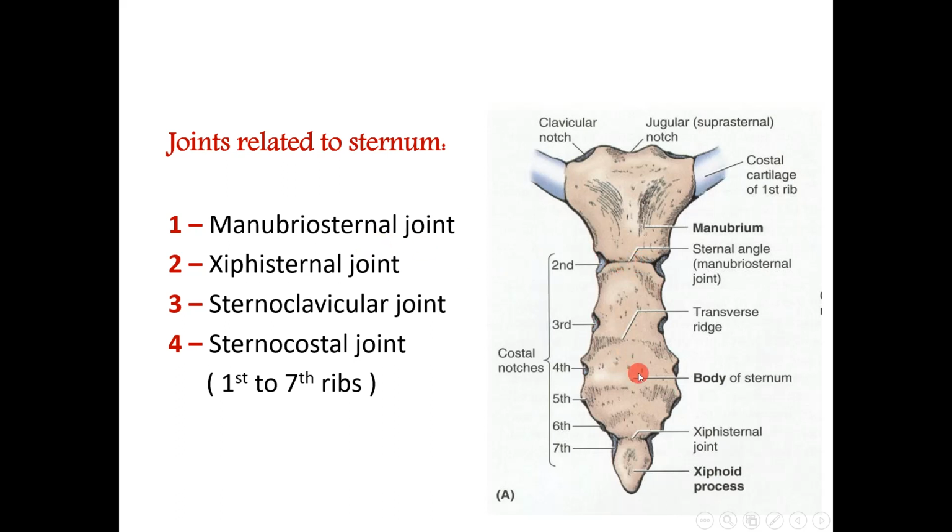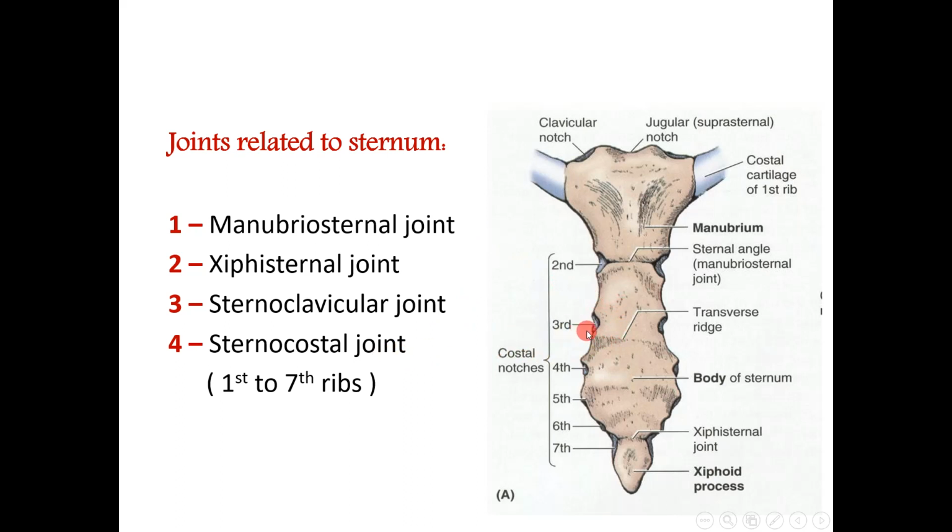The other joint is the xipho-sternal joint, between the body and the xiphoid process here. Another joint is the sternoclavicular joint. Here at this notch we have the sternoclavicular joint, that is between the clavicle and the sternum. And lastly, we have the sternocostal joints between the ribs and the body of the sternum.